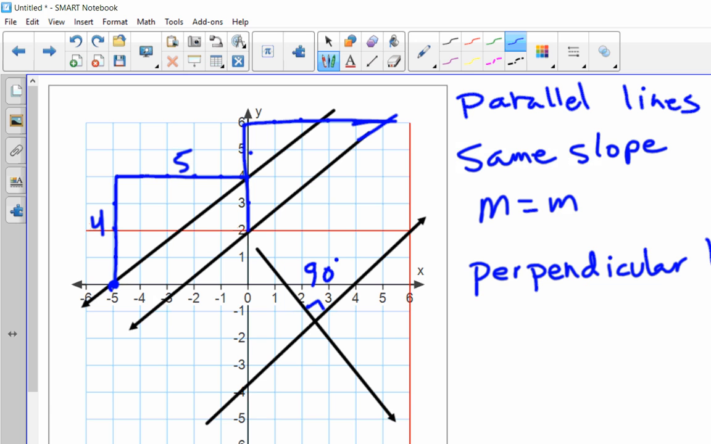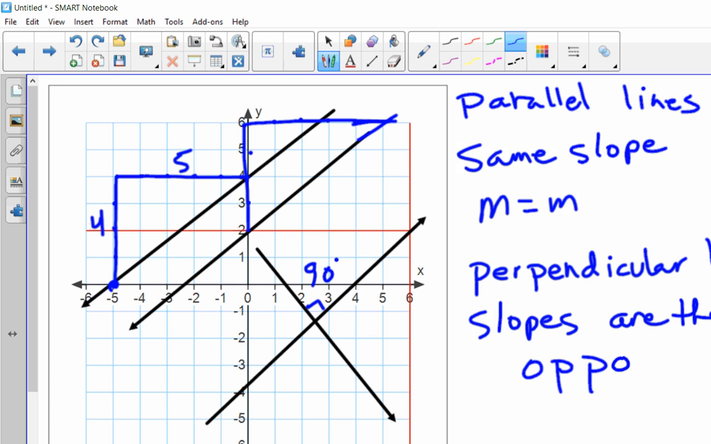Okay, and the way that you find this out, that the slopes are the opposite reciprocals of each other. Okay, so remember, opposite means signs. So they're going to be a positive and a negative. Reciprocals means they're going to be flipped. Okay, so let's do a couple of examples of that.